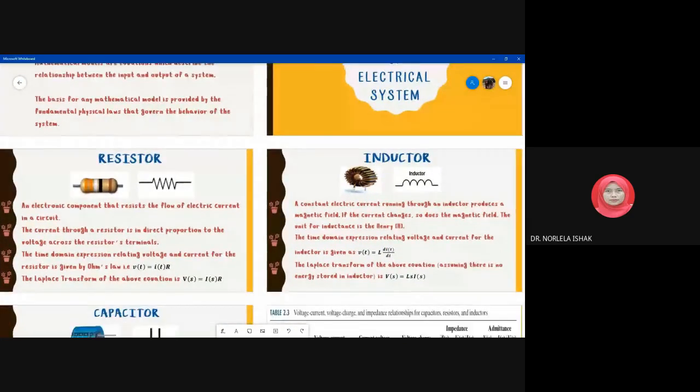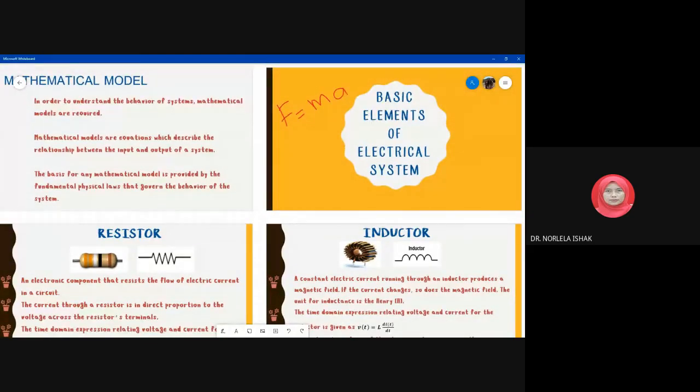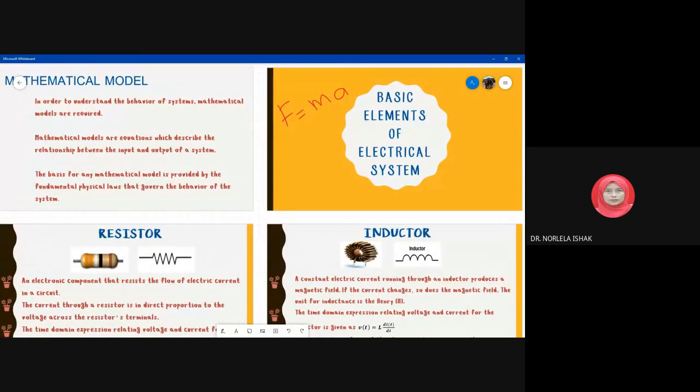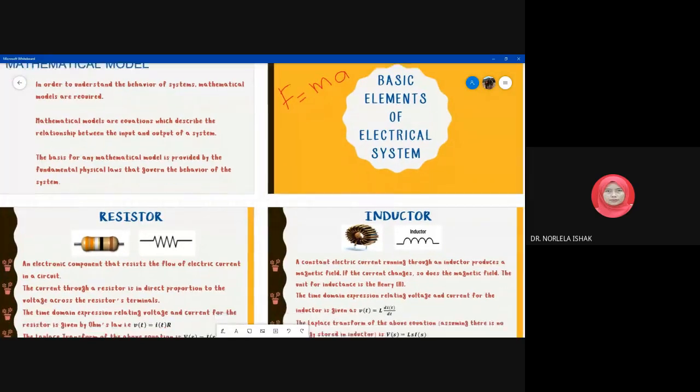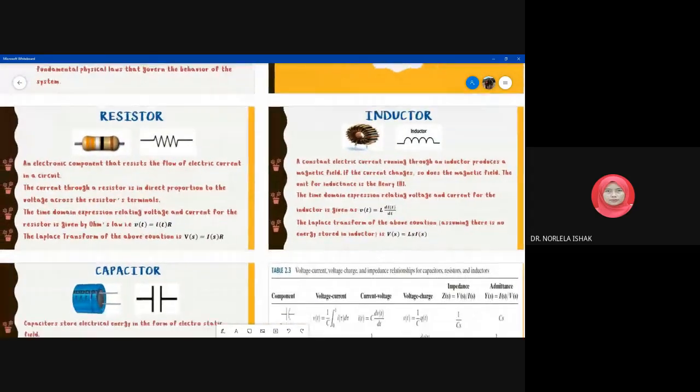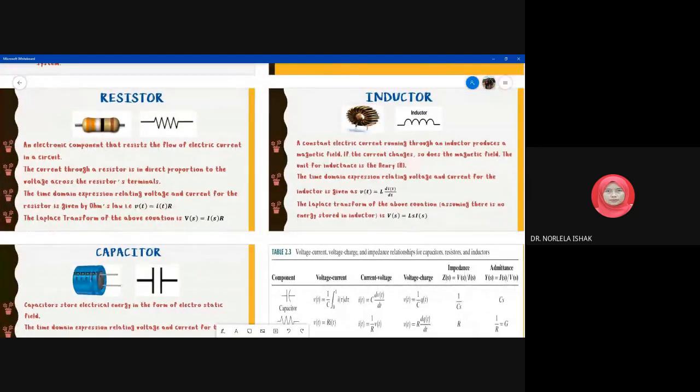Now, first we cover the electrical system. This is just an introduction to the basic elements of the electrical system we're going to use, the RLC. I just scan through the slide and show you the basic components: the resistor, the inductor, and the capacitor. From these we will analyze the RLC circuit.